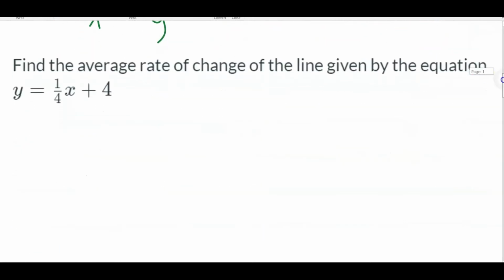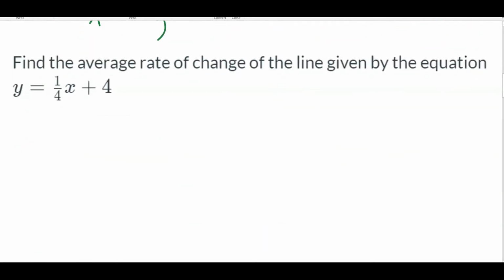Now, if you're given an equation and they ask for the average rate of change, understand that average rate of change is just another way of asking for the slope. No matter how they put this, if they give you the equation, the slope is always whatever is in front of X.